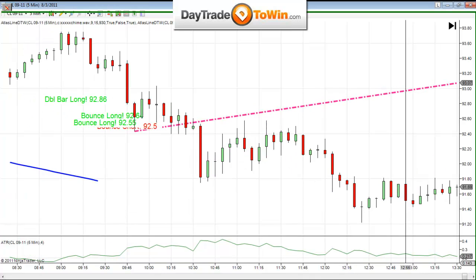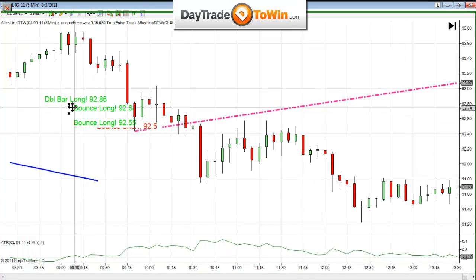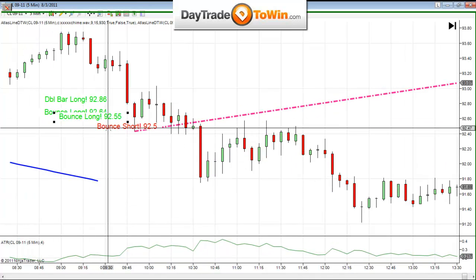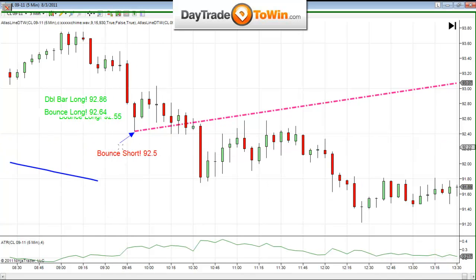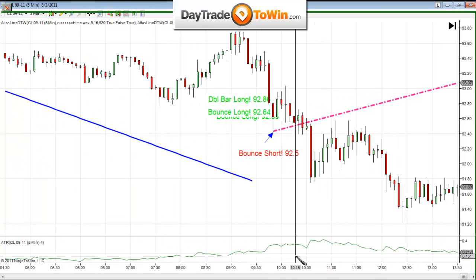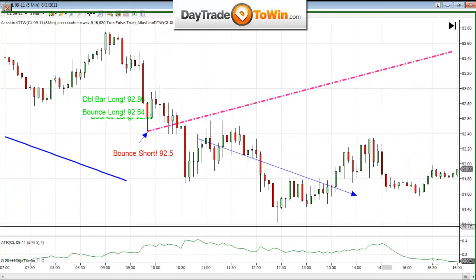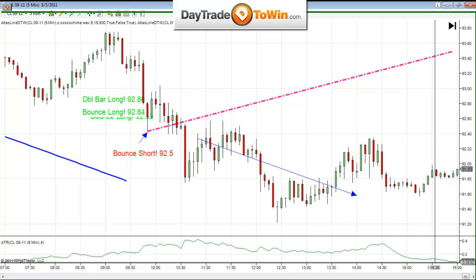Here's the oil. Now, we have bounce and double bar longs here in the beginning of the day. Here's a bounce trade right there. As soon as it closed on the opposite side of the Atlas line, market just went straight down. Pullbacks are okay. The bias is short. All right.